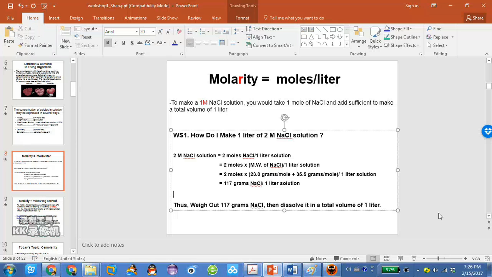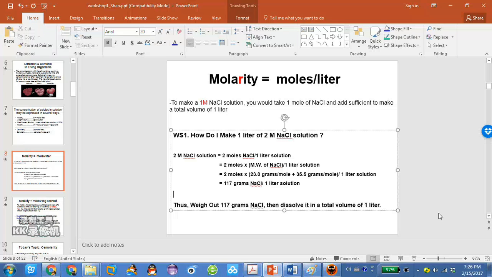Okay, I'll repeat again. When you already know that 117 grams is the weight you need to make the solution, you can't simply combine 117 grams of NaCl with 1 liter of water, because the 1 liter is not only water. It is the total solution.